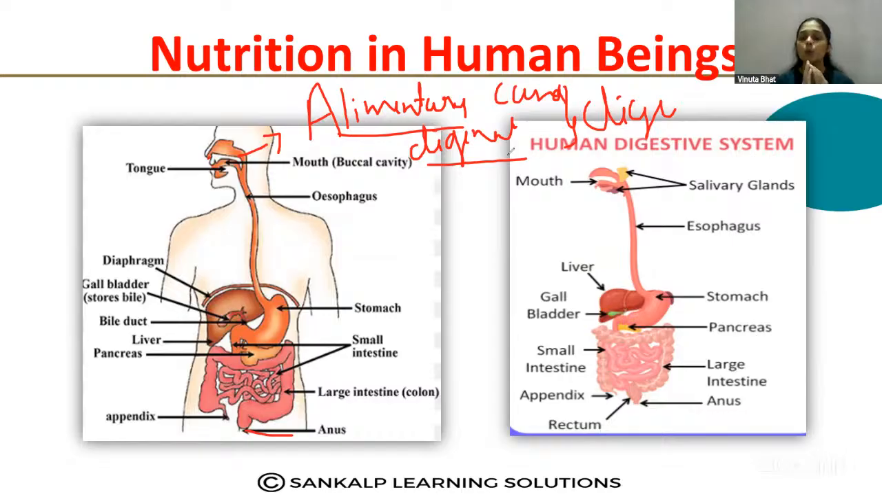So now we are studying about the nutrition in human beings. Human beings eat the food, the transfer of the food from outside the body to the inside, which is the source of energy. But human beings are not able to absorb the nutrients directly.